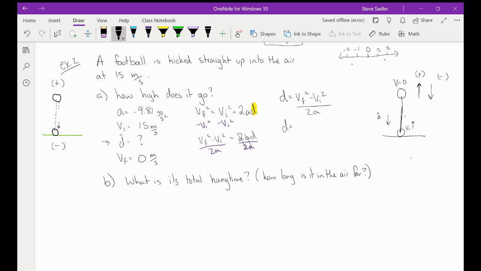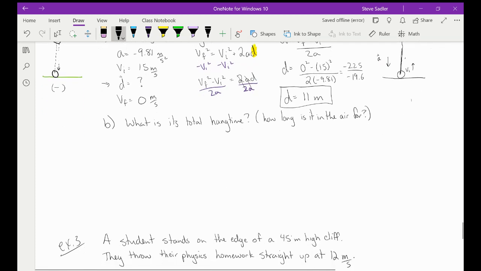And I just need to plug in those values. So vf squared is 0 squared minus 15 squared, all over 2 times negative 9.81. And I can calculate that. It's going to be negative 225 over negative 19.6, and we get a distance of positive 11 meters. So that football went 11 meters in the air before it started to come back down.